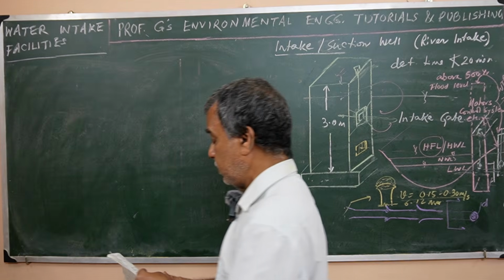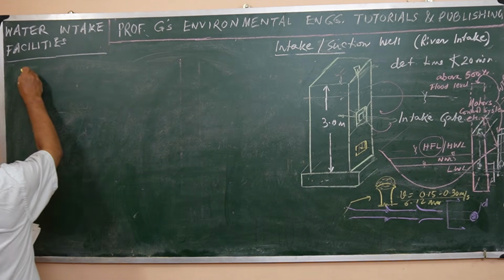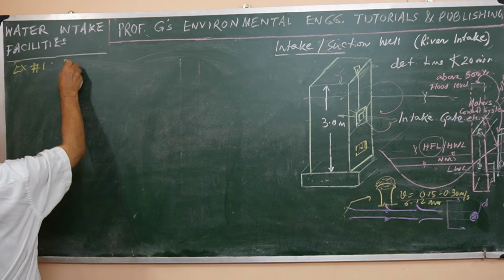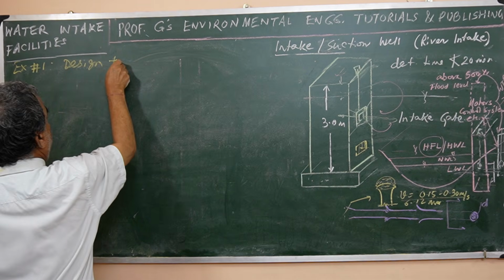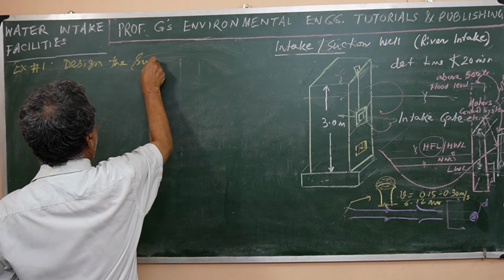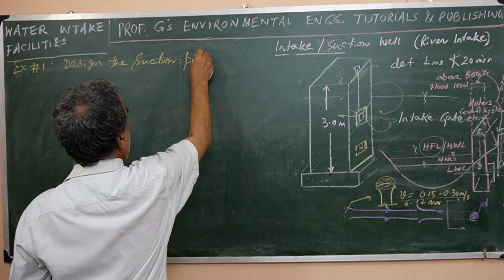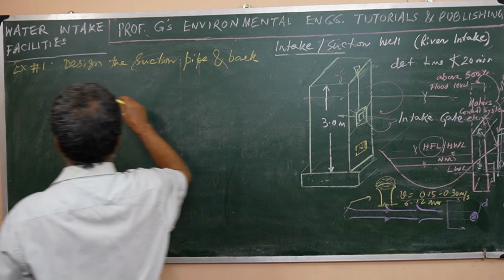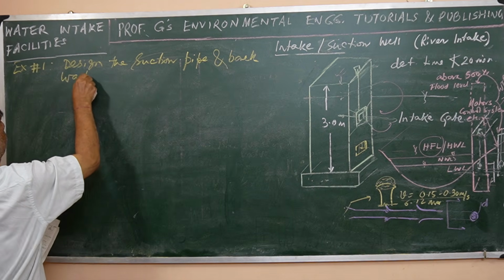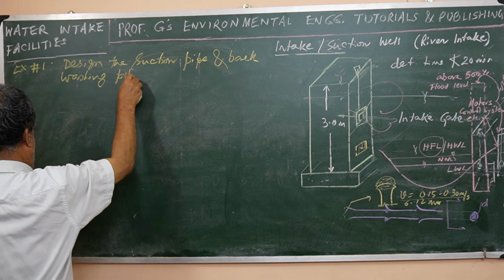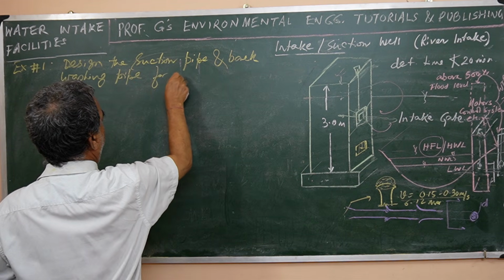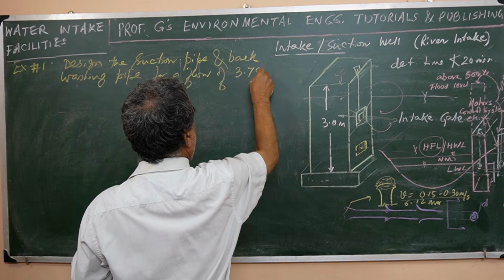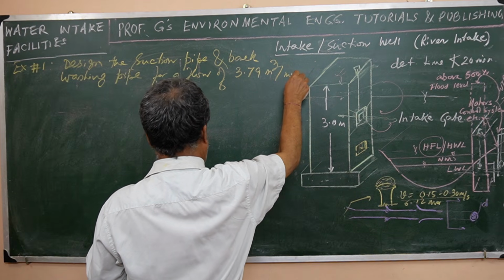But here we will start with the example. Example 1: design the suction pipe and backwashing pipe for a flow of 3.79 meter cube per minute.